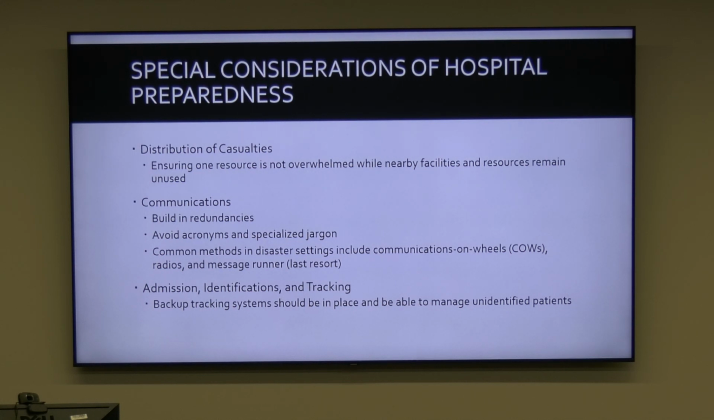So distribution of casualties: ensuring one resource is not overwhelmed while nearby facilities and resources remain unused. That means that often patients are taken to the closest hospital. That hospital might be overrun with patients and have a decrease in resources because they were the closest to the disaster as well. But a few miles away, there might be a different hospital that's not being used at all.